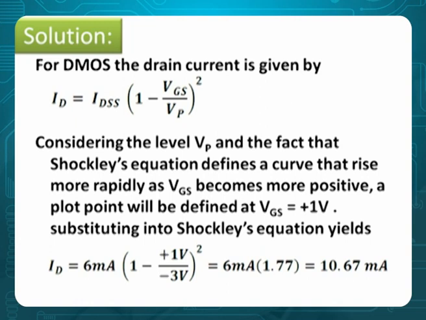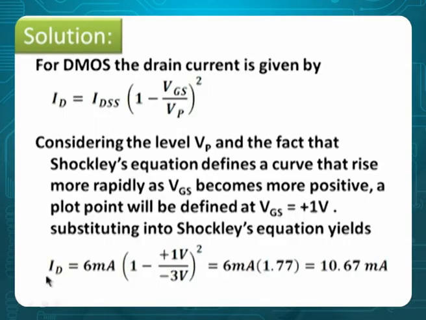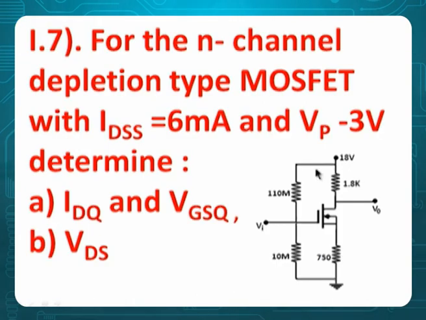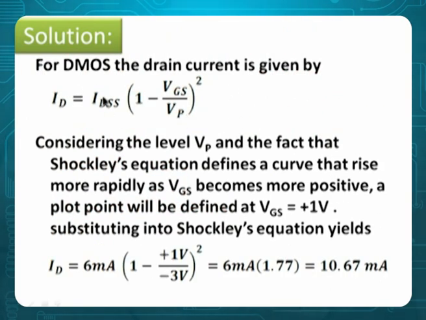In all the FETs, finding ID is one problem, and keeping the ID and calculating VDS is another problem. Therefore, all the problems of biasing become automatically linked problems. So let us see what the equation is here. If it is D MOSFET, because he said depletion MOSFET, we take the same FET equation. ID is equal to 6 into (1 plus VGS by minus 3) whole square, and this is 10.67.